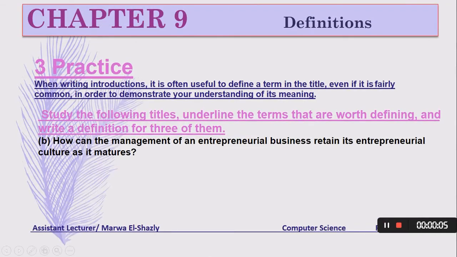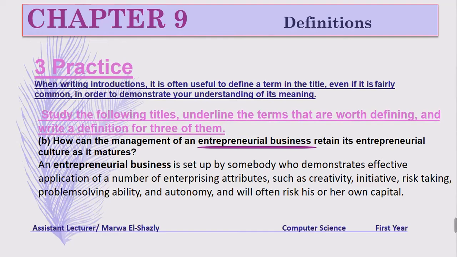Next one. How can the management of an entrepreneurial business retain its entrepreneurial culture as it matures? The term here is entrepreneurial business أو عمل ريادي، business ريادي. An entrepreneurial business is set up by somebody who demonstrates effective application of a number of enterprising attributes such as creativity, initiative, risk-taking, problem-solving ability, and autonomy, and will often risk his or her own capital.